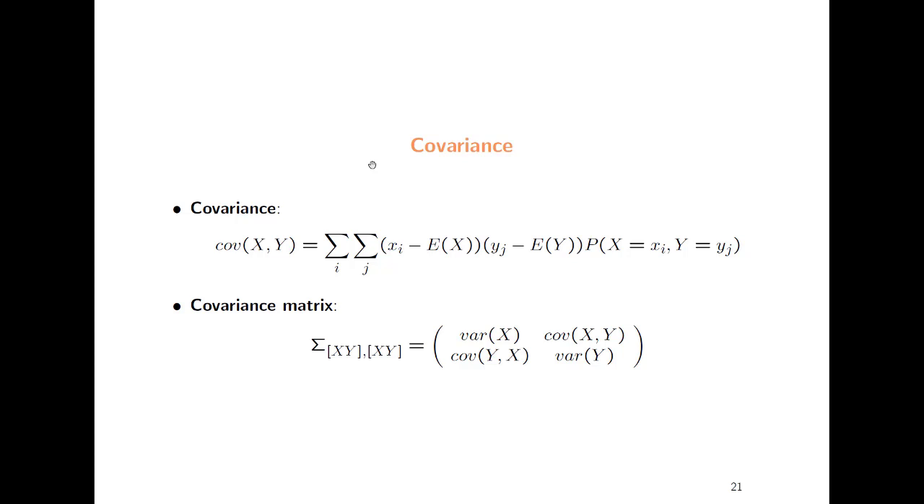Then if we have two random variables, x and y, we can define the covariance, and it's the sum over i and the sum over j of the expression xi minus the expectation of x times yj minus the expectation of y, multiplied by the joint probability of x and y. It indicates if these random variables are independent, or if they're very dependent. If they're very dependent, the covariance is far away from 0. If they are independent, then the covariance is 0.